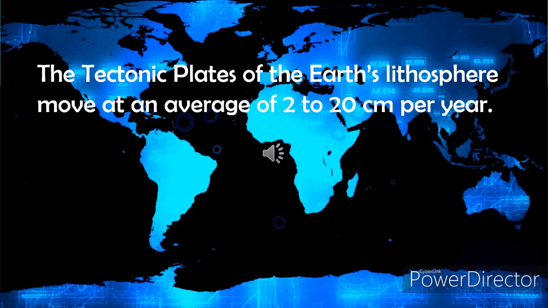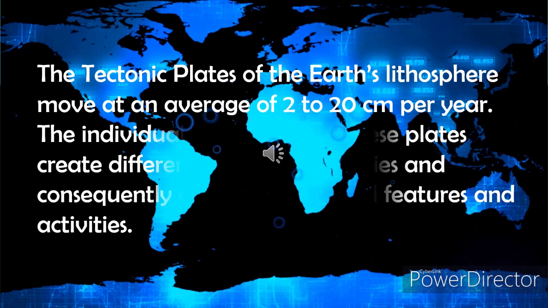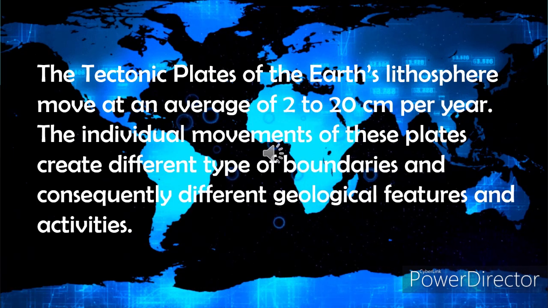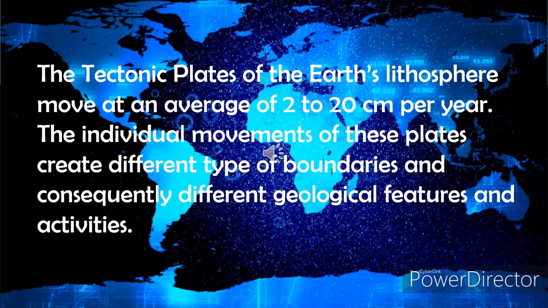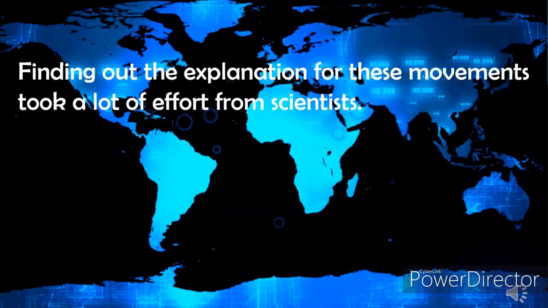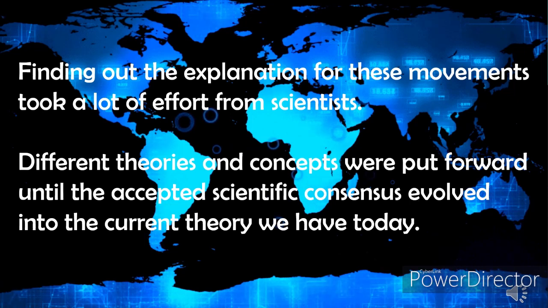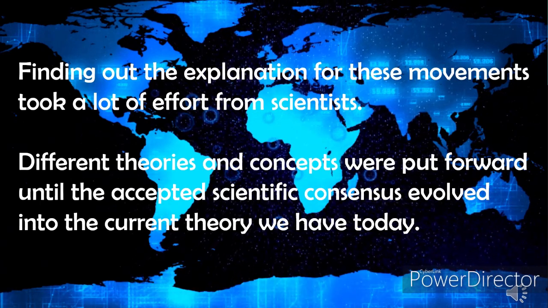The tectonic plates of the Earth's lithosphere move at an average of 2 to 20 cm per year. The individual movements of these plates create different types of boundaries and consequently different geological features and activities. Finding out the explanation for these movements took a lot of effort from scientists. Different theories and concepts were put forward until the accepted scientific consensus evolved into the current theory we have today.